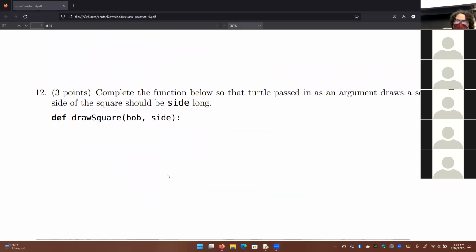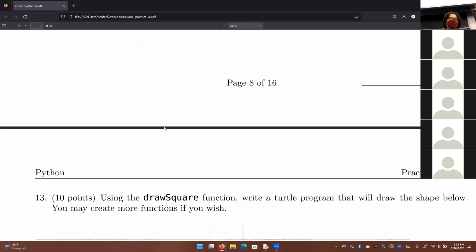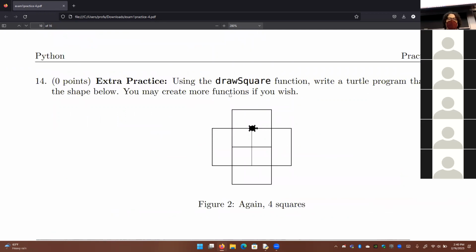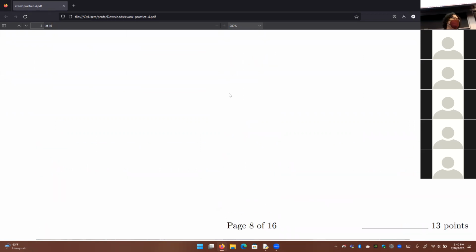All right, so down here we have a question. Complete the function so that the turtle passed in as an argument draws a square. Each side of the square should be sidelong. We've done this a lot of times. Now, I might give you something like this. But I also know for a fact that on the exam, one of the questions is where I give you something like this or like that: I give you a shape and I give you code with some blanks in it, and I basically ask you to fill out the blanks appropriately.